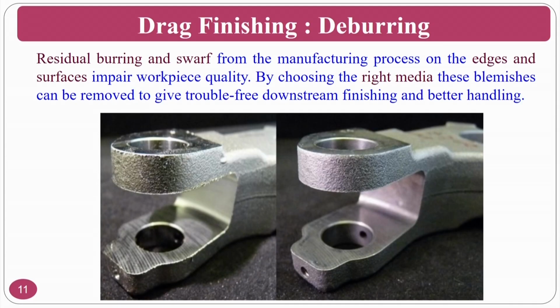The first application that people normally look at is the deburring operation. As you can see, residual burrs or swarf from the manufacturing process on the edge surface impair the workpiece quality, basically the existence of burrs. Let me divide this: this is figure 1 and this is figure 2. In figure 1, you can clearly see there are burrs on the surface.